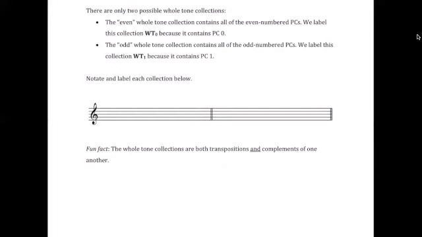So what I'd like you to do is, on the staff, notate and label each of the collections. So I'd like you to write out a whole tone 0 collection and a whole tone 1 collection and label them each. Now, it's free choice whether you use sharps or flats. As long as you have the correct 6 pitch classes, you can notate them however you want. Try to keep it from being super weird, but hey, go to town. So go ahead and write out those 2 collections and then come back and check your work.